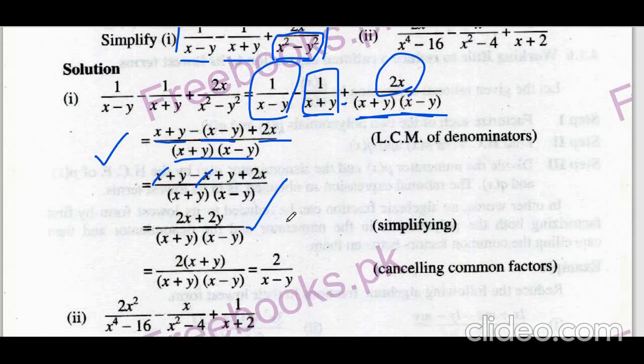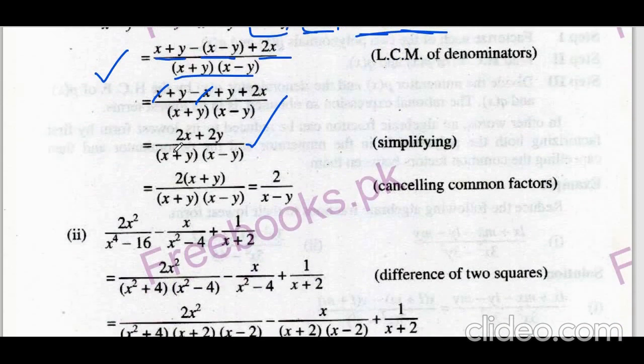We just simplify the term in this step. We can take 2 as common. We can cancel this x plus y with this, and we get x by 2y. Now this is the term which is in simplest form, in lowest form. We can't simplify it more. We can't do anything with it.